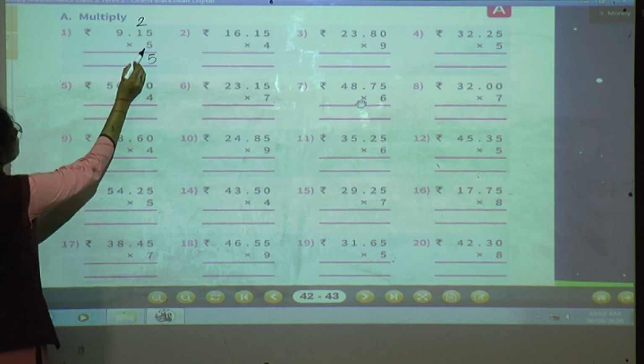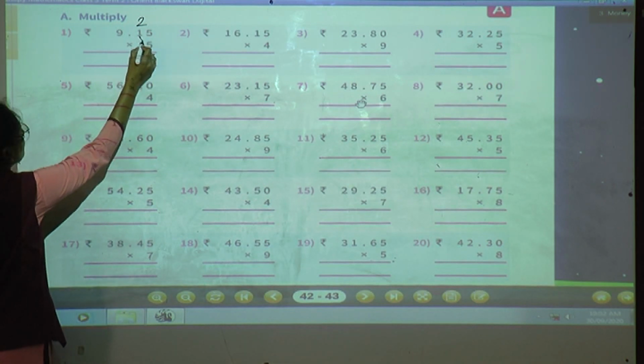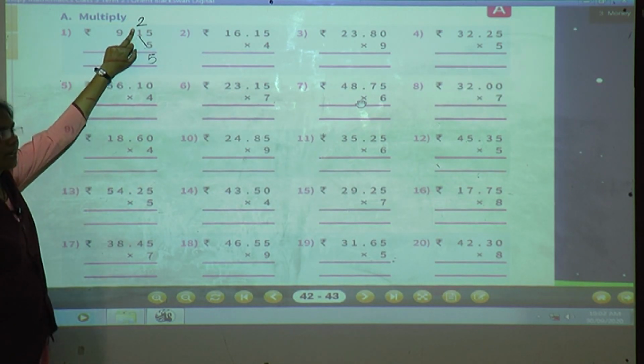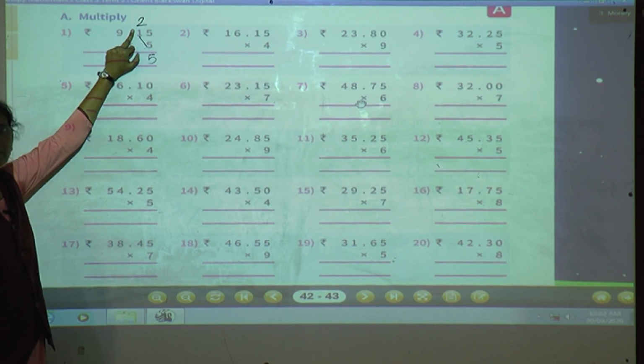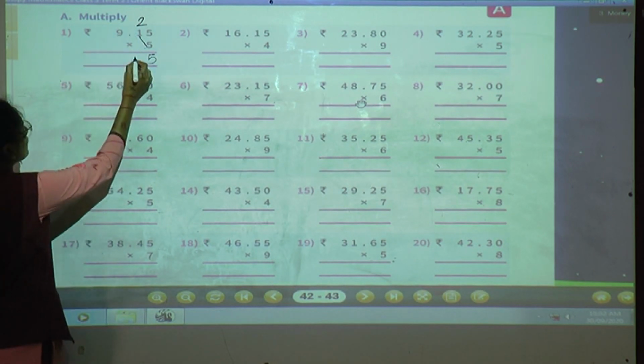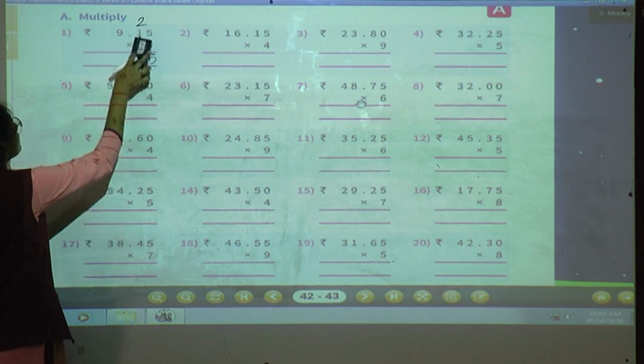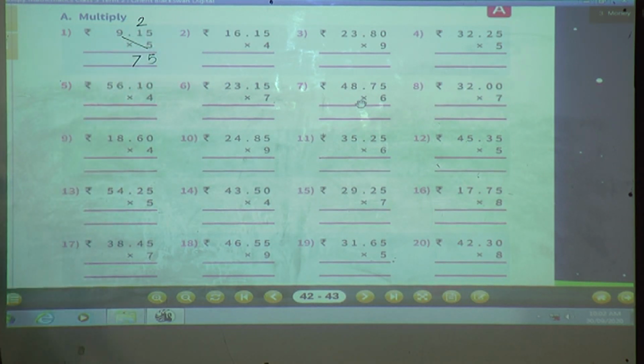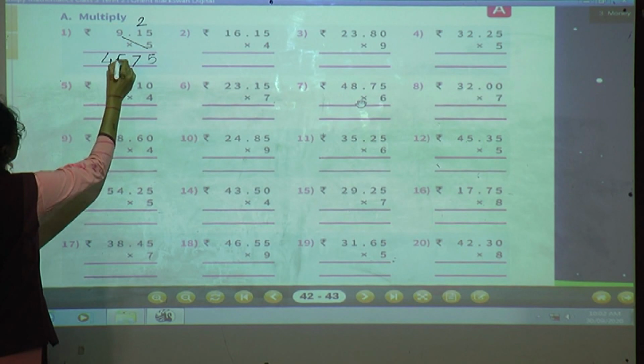Then here 5 into 1. 5 ones are 5. Then this carry we have to add. 5 plus 2 is 7, so we'll write 7 here. Now we'll do the multiplication of 5 and 9. 5 nines are 45. So here we will write 45.